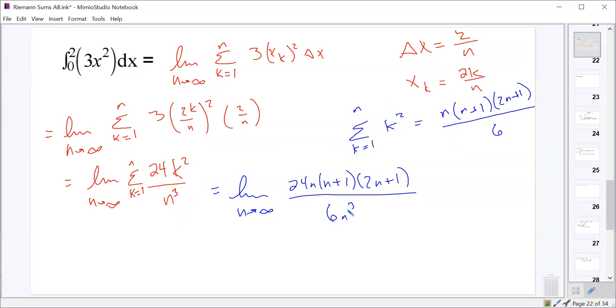And the degree of the numerator and the degree of the denominator are the same, correct? n times 2n is going to be an n cubed. So I have a 48n cubed over a 6n cubed, which is just 8 as we go to infinity. Good or no? Good. All right.